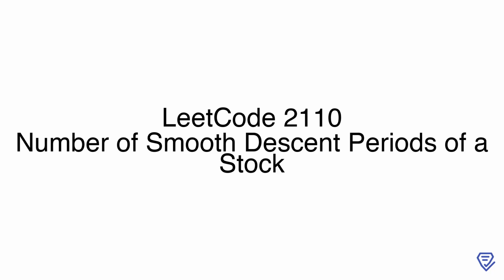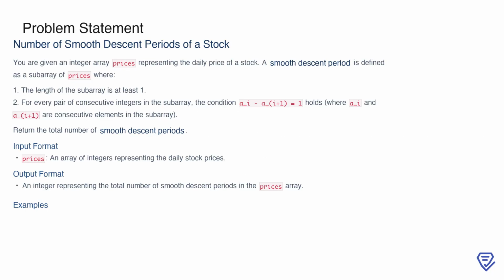Let's dive in. The problem asks us to find the total number of smooth descent periods in a stock's price data, represented as an integer array called prices. A smooth descent period is a subarray that satisfies two conditions. First, the subarray must have at least one element, and second, for every pair of consecutive elements in the subarray, the difference between the first and the next element must be exactly 1.